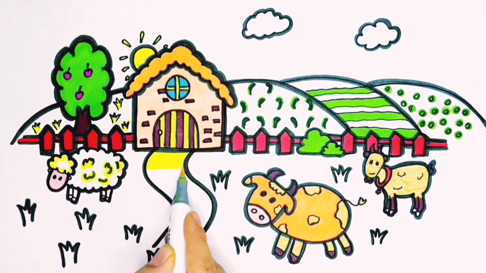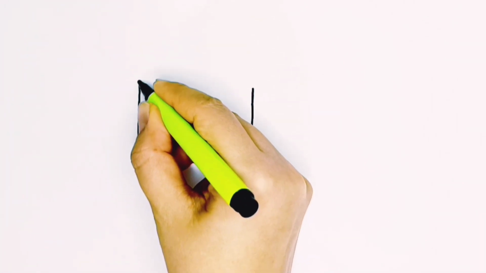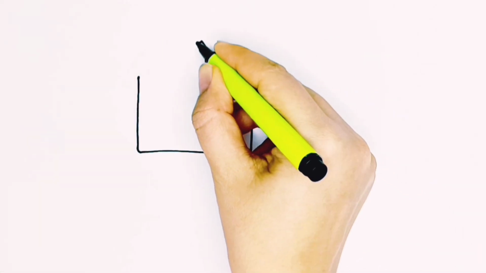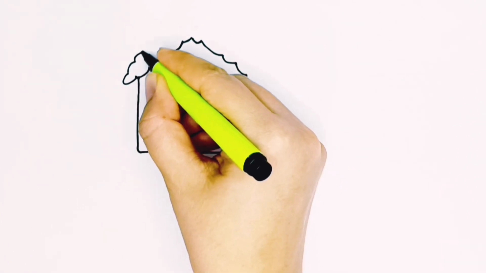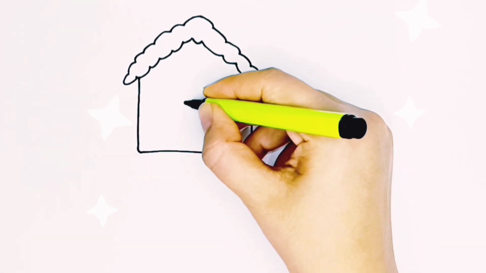Today we want to draw a farm full of animals and trees. Let's start drawing. We start by painting the stable.